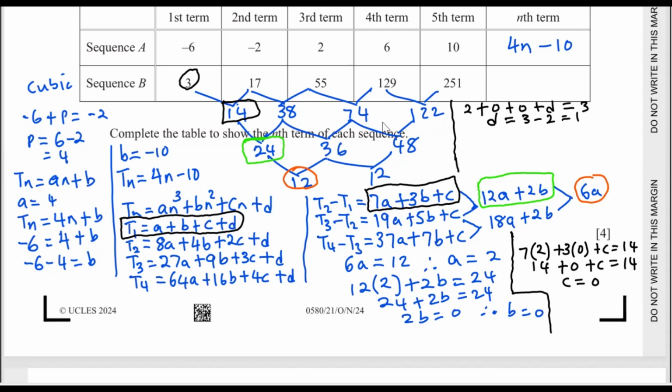So the n term will become an cubed, which is 2n cubed. Since B is 0 and C is 0, they will vanish, and D is 1. We now have plus 1 here. And so we go on to put it here. We have 2n cubed plus 1. And that will be the n term of this cubic sequence.